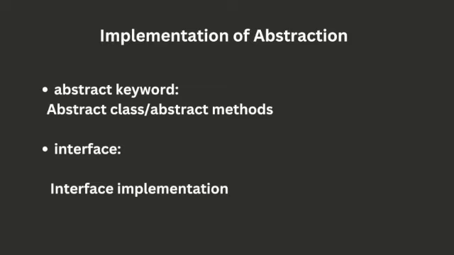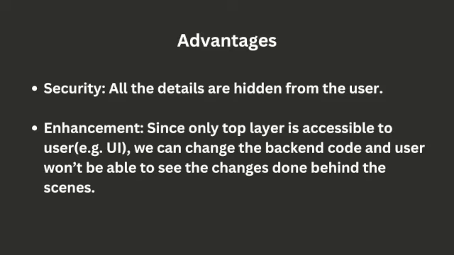So these are the two major ways of implementing the abstraction, and now we can talk about the advantages. So the first main advantage is that we can get security, because all the details are hidden from the user. What are the internal details of that method has been hidden from the user. And second is the enhancement. Since only the top layer is accessible to the user, we can change the backend code and the user won't be able to see the changes done behind the scenes.